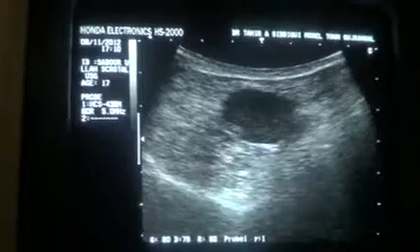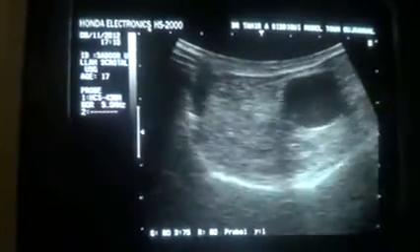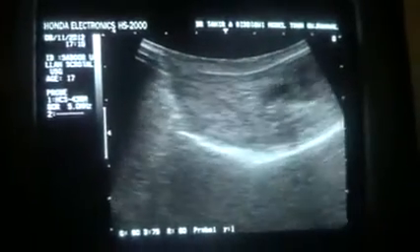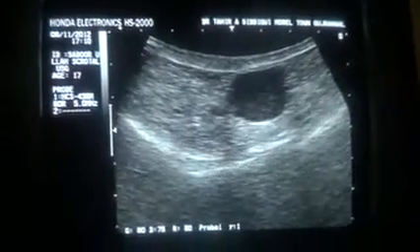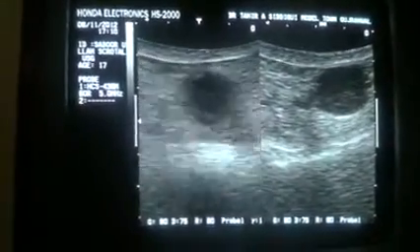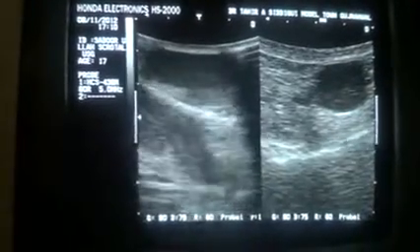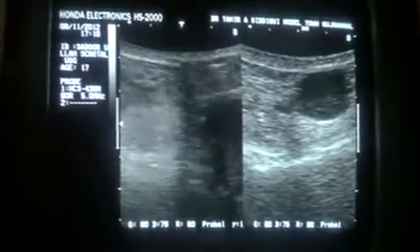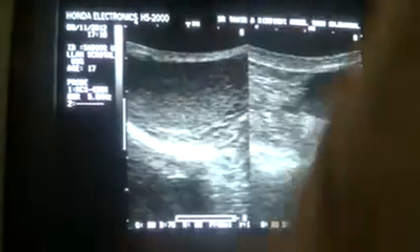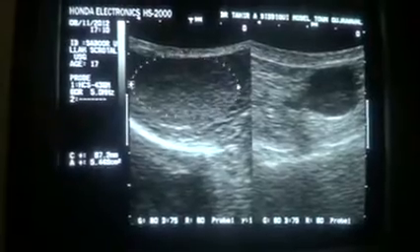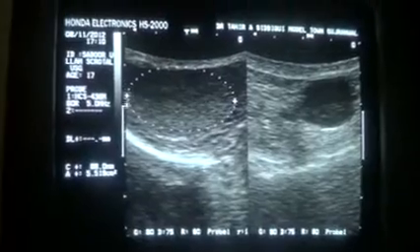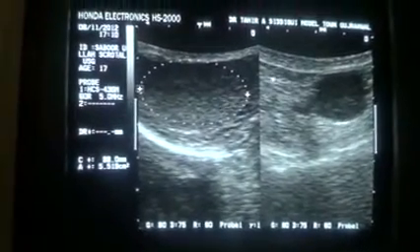Now this is the right hemiscrotum. I am focusing on the right hemiscrotum. Testicular tissue is not seen. Here I am going to place the normal one for comparison purposes. Now this is the normal testicular tissue, this one, and we do not see any such area in the right hemiscrotum.